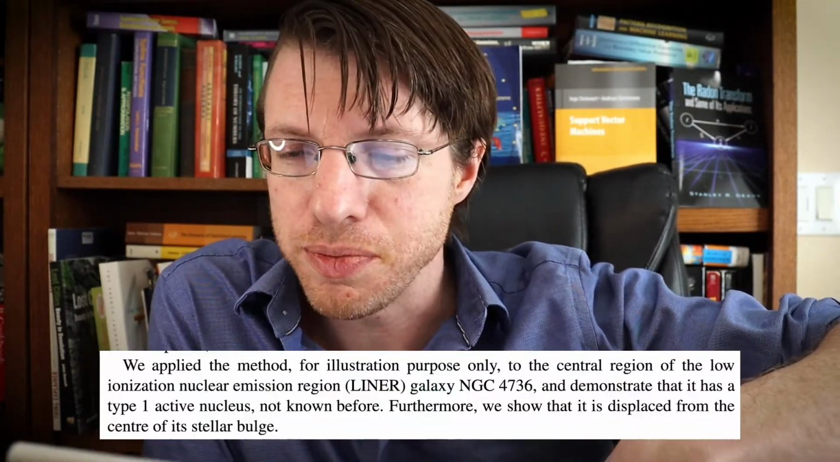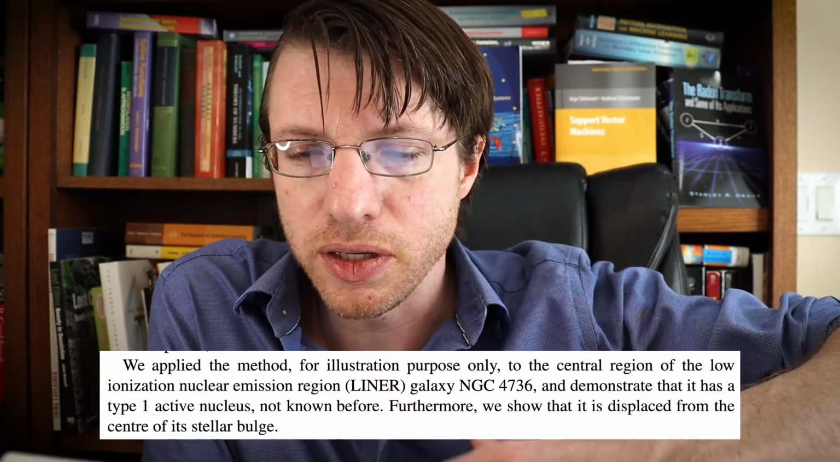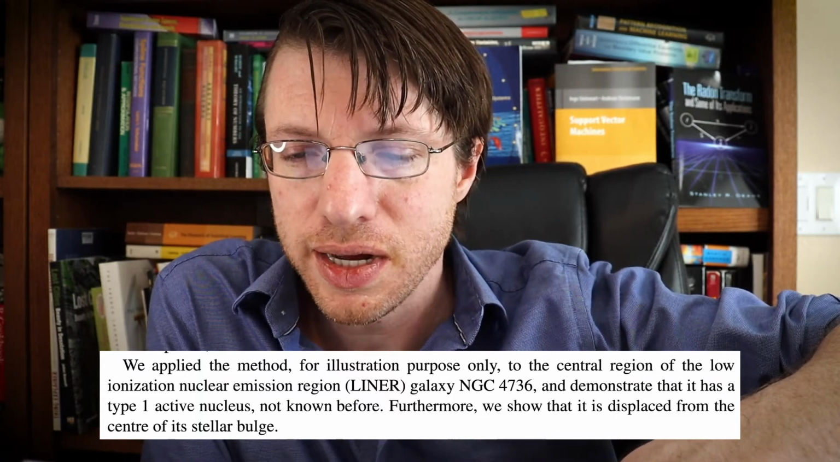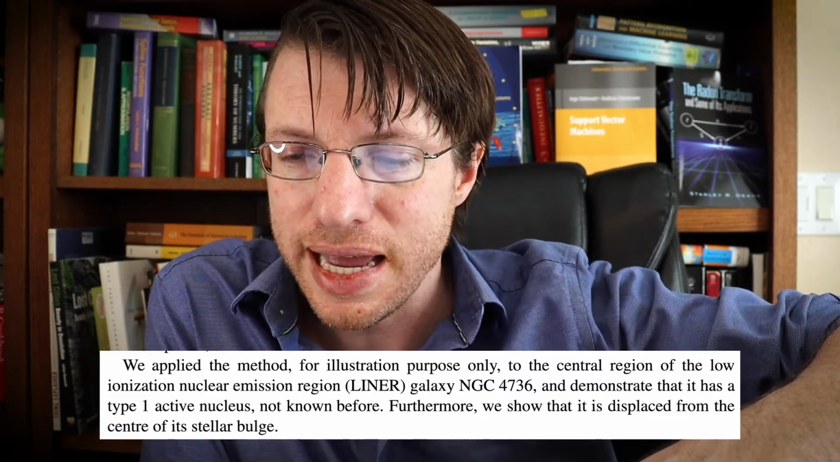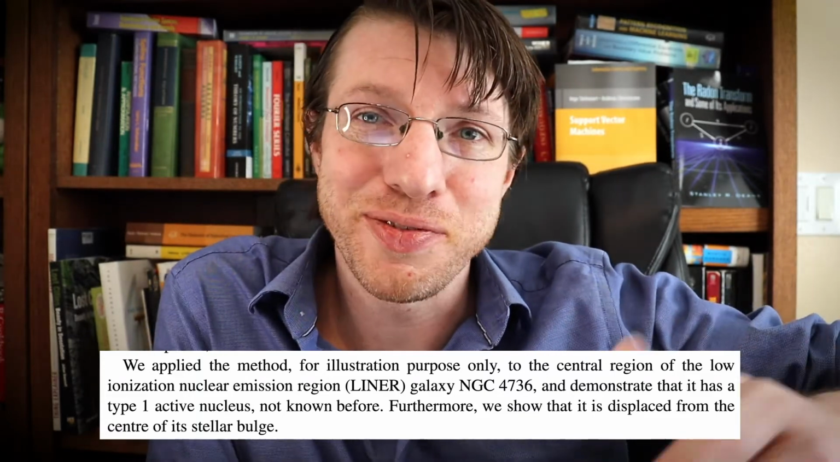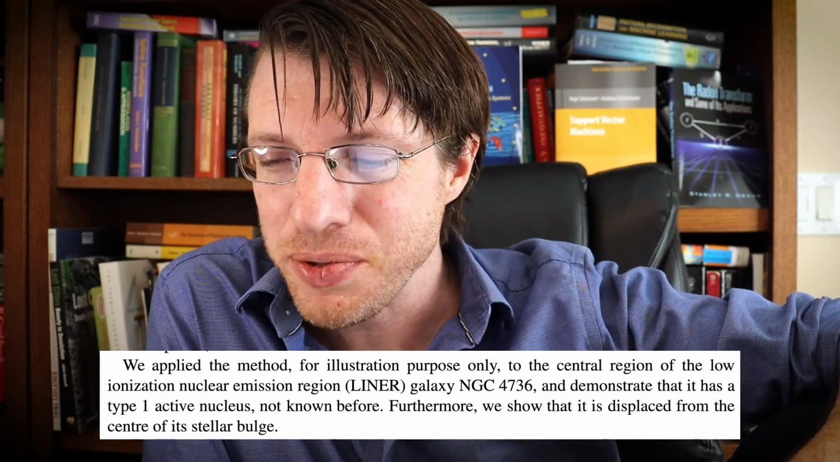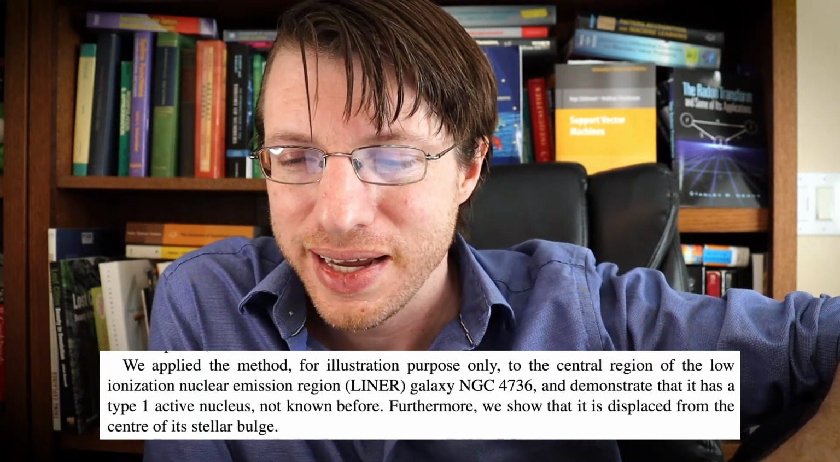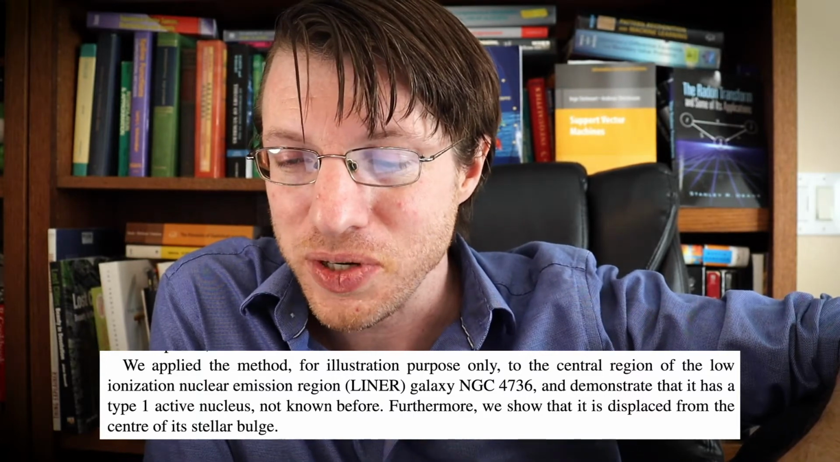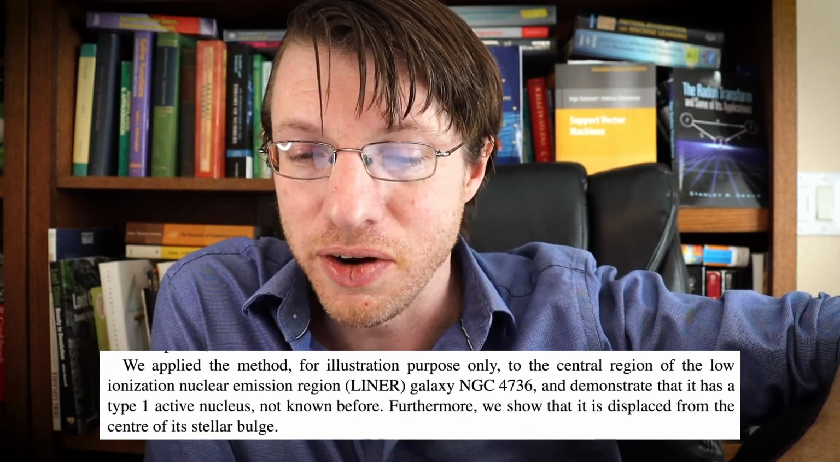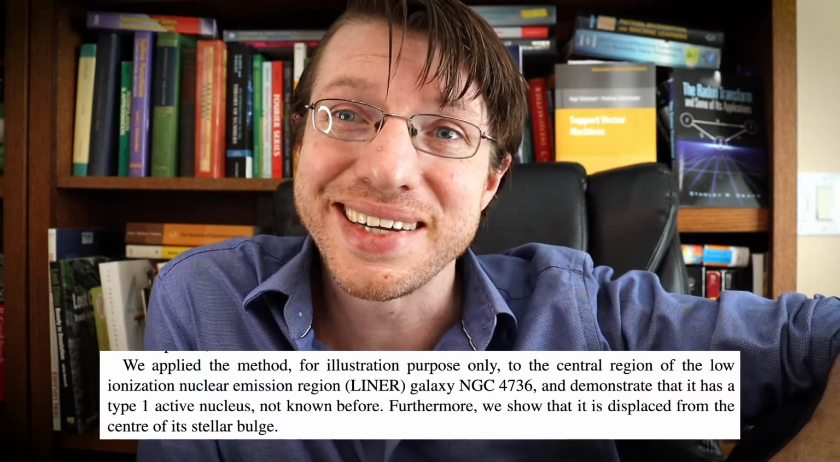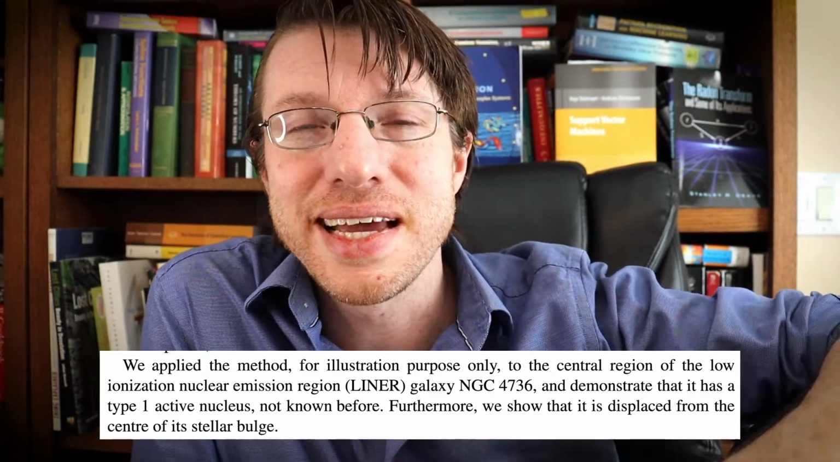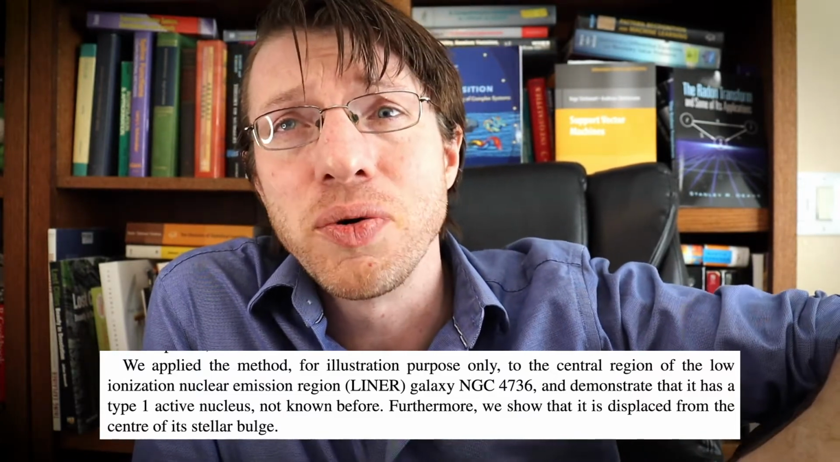So in particular, in his abstract, he says that they applied the method for illustration purpose only to the central region of the low ionization nuclear emission region, LINER Galaxy NGC 4736. You gotta love the names of these galaxies. And they demonstrate that it has a type 1 active nucleus that was not known before. And furthermore, we show that it's displaced from the center of its stellar bulge. And so that's pretty cool. They used PCA in order to discover something new in science that they didn't know before.